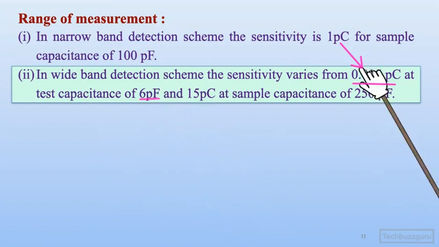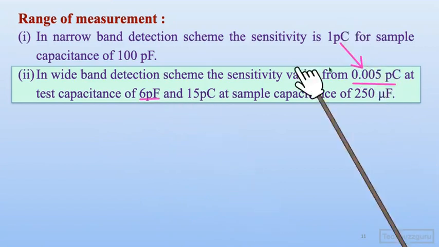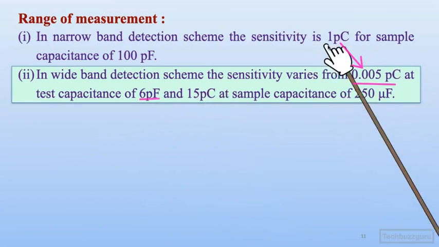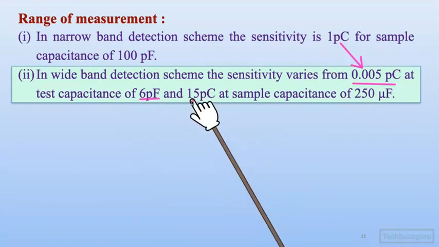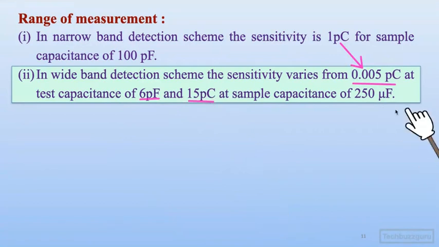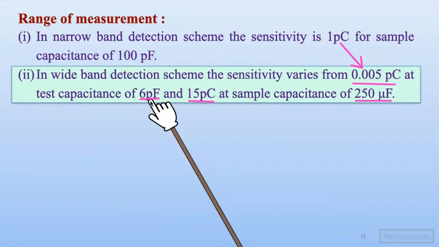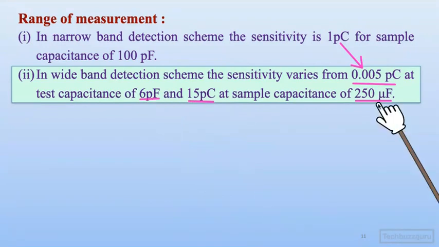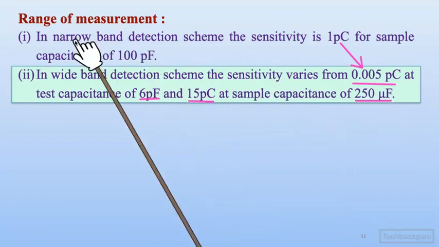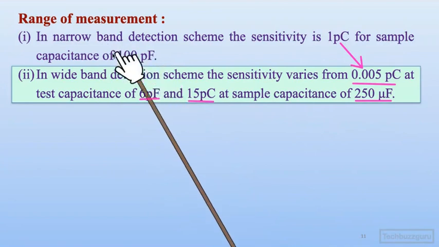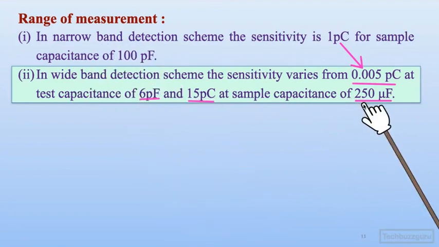Okay, and a lower resolution, as compared to narrow band, of 15 picocoulomb is offered, but with a sample capacitance of up to 250 microfarads. Okay, so these are the wide range. It can measure a very small test capacitance, 6 picofarad, and it can also measure a very large sample capacitance, 250 microfarad. Okay, so narrow band has a range up to 100 picofarad, but the wide band detection scheme has a range up to 250 microfarads.